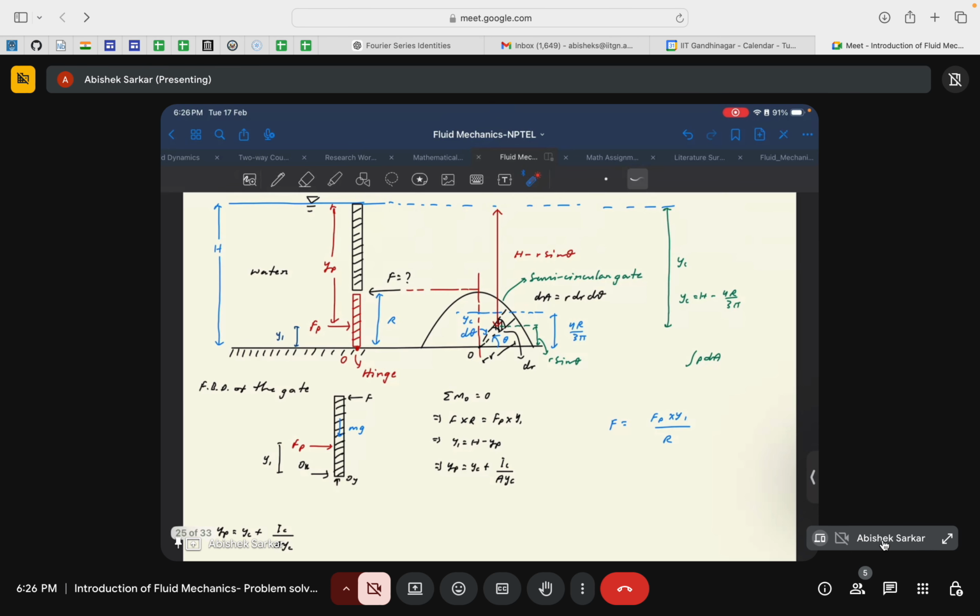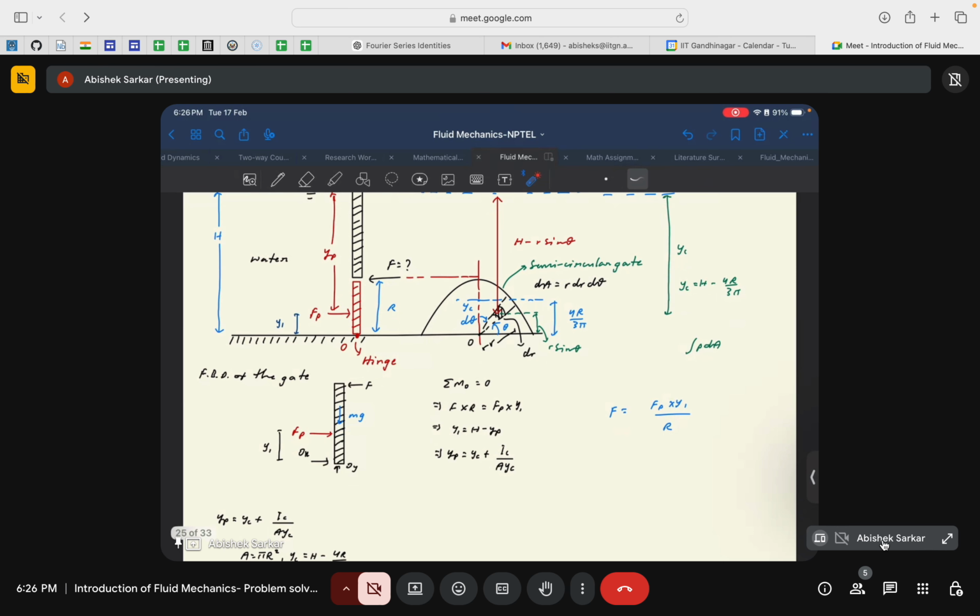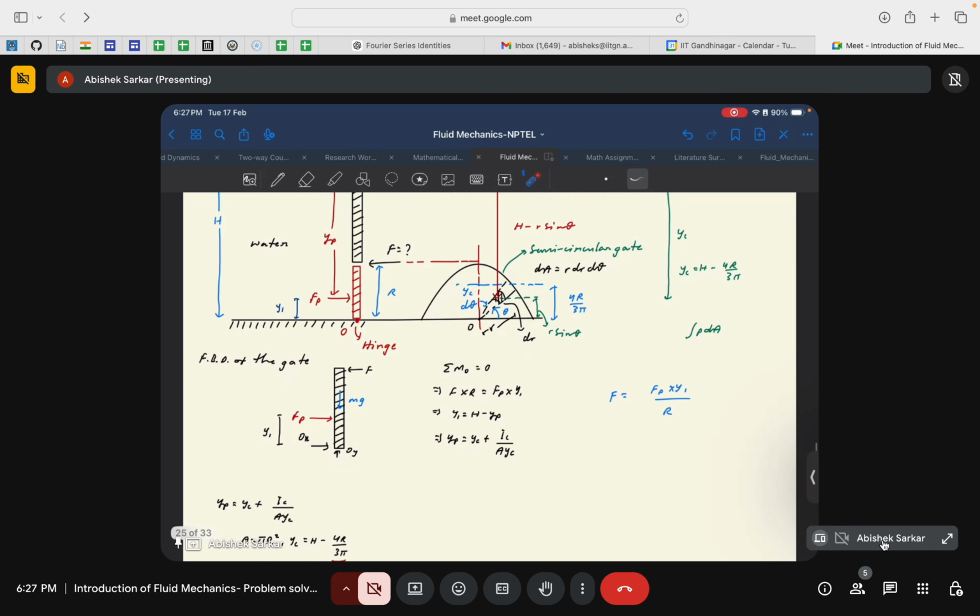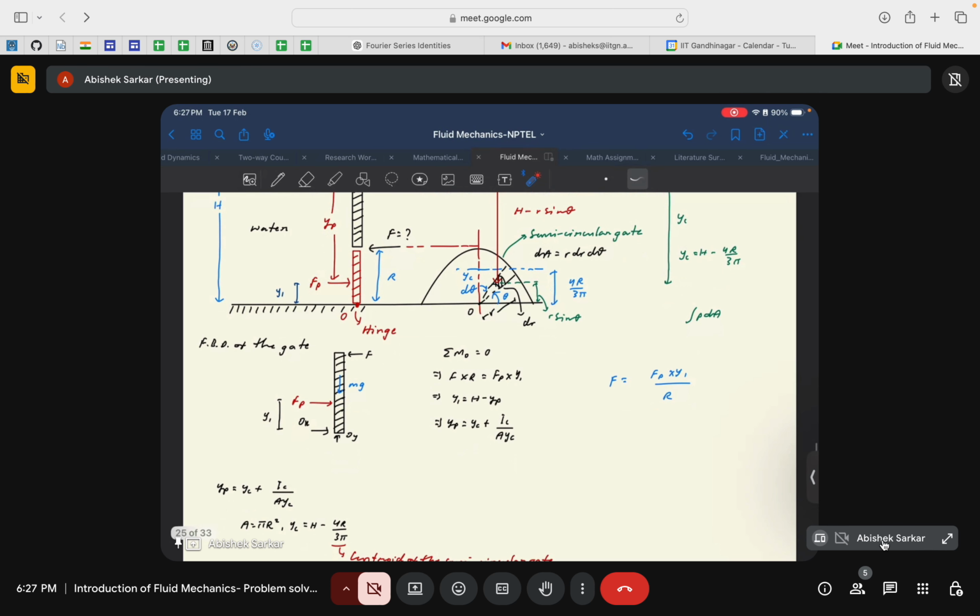Okay, so as I told, since it's a semicircular shaped gate, it's a bit tricky to find the net force that acts on the gate. So rather than directly implementing the formula of say rho g A h, we would have to take the help of some integration so that we can find the net force, the total force that acts on the surface of this semicircular shaped disc. So let us proceed further.